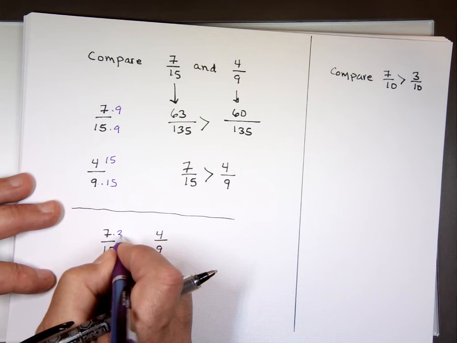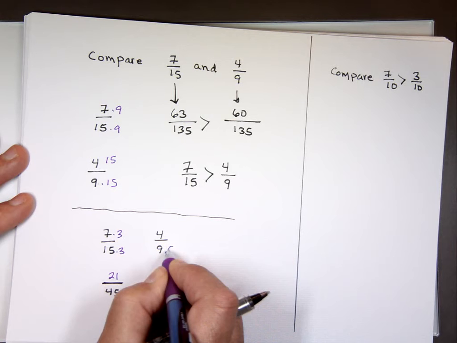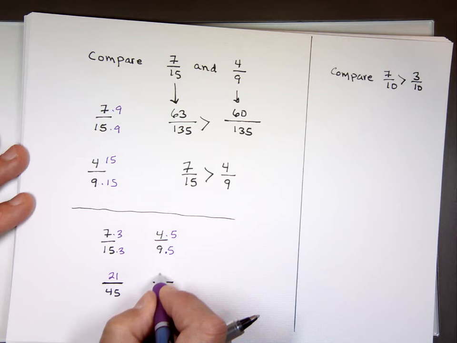21. How do you turn the 9 to 45? You have to multiply it by what? 3. How about 5? 5 times 9 is 45. You got to multiply this by 5. What's 4 times 5? 20. Which one is bigger, 21 or 20?